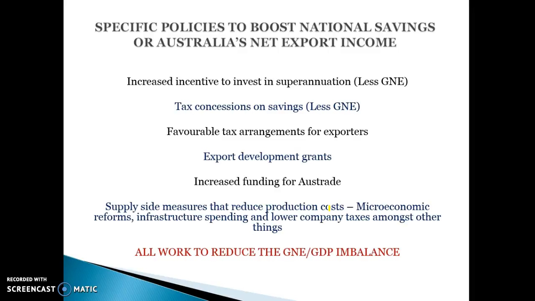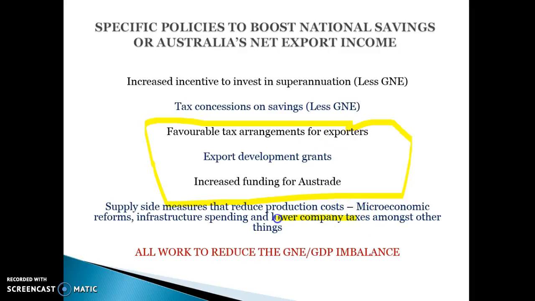Favourable taxation arrangements for exporters, any export development grants or funding for Austrade. These are all about trying to make our exports more competitive and therefore boost export revenue. Other things that will boost export revenue and our share of world income, any supply side measure that's going to reduce production costs. So whether that be microeconomic reforms like labour market reforms to make us more productive, infrastructure spending to reduce travel costs, transport costs, and increase our productivity, and that can be machinery and things like that as well. And lower company taxes are the other one.